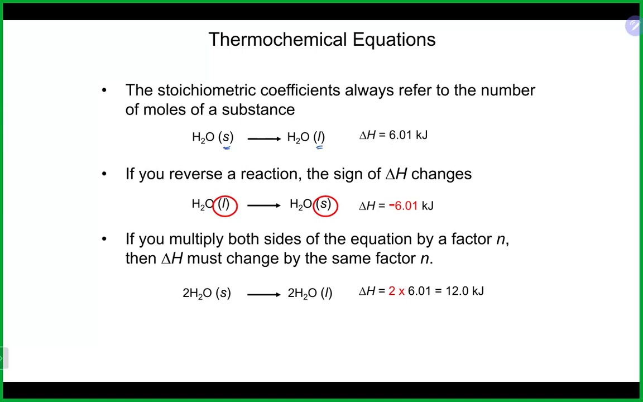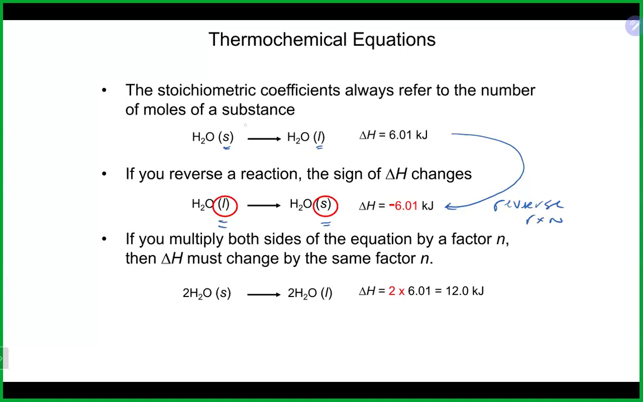Now, let's say we weren't interested in taking ice and melting it to liquid water, but we're actually interested in what happens if we had liquid water and we wanted to make ice. So if we had that situation, we would reverse this reaction. As we go from here to here, we reverse the reaction, which means our reactants became our products and our products became our reactants. So in this case, we're going from liquid water to ice. The only difference when you do that is the sign changes.